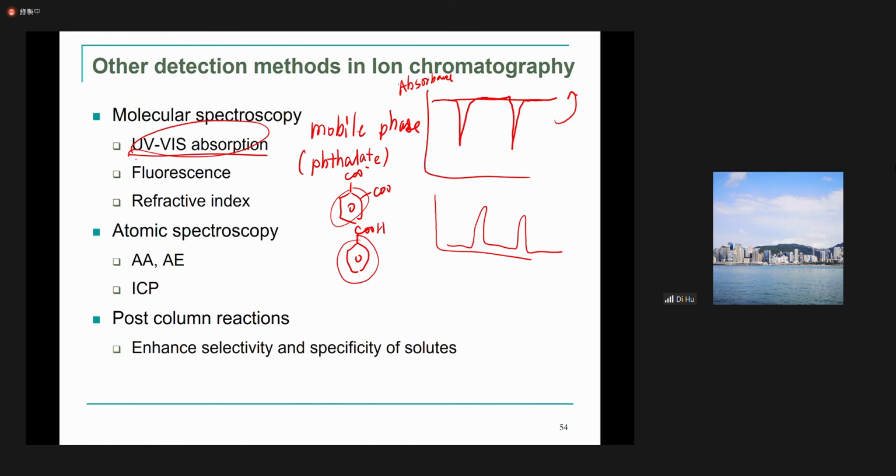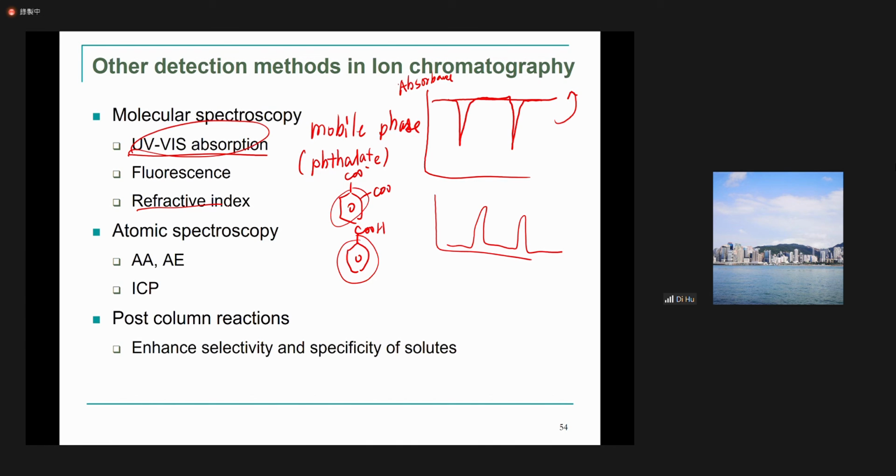Because your analyte is not UV-visible absorption sensitive, you can use a highly UV-absorbing reagent as the mobile phase, like salicylate or benzoate. Fluorescence can do the same, the indirect method. Using a mobile phase with strong fluorescence while the analyte does not, you get a dent, a negative peak, and then you change the polarity. Refractive index is seldom used.